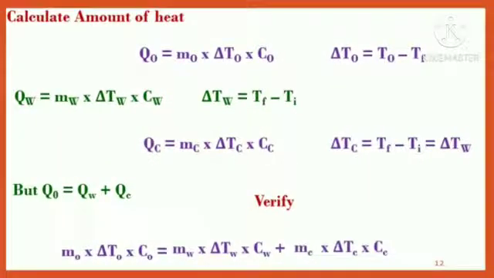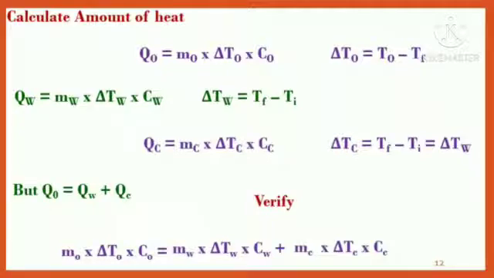Now calculate the amount of heat. QO is equal to MO into delta TO into CO. Delta TO is equal to TO minus TF. Here QO is the total heat given away by the object, MO means mass of the object, and CO means the specific heat of the object.